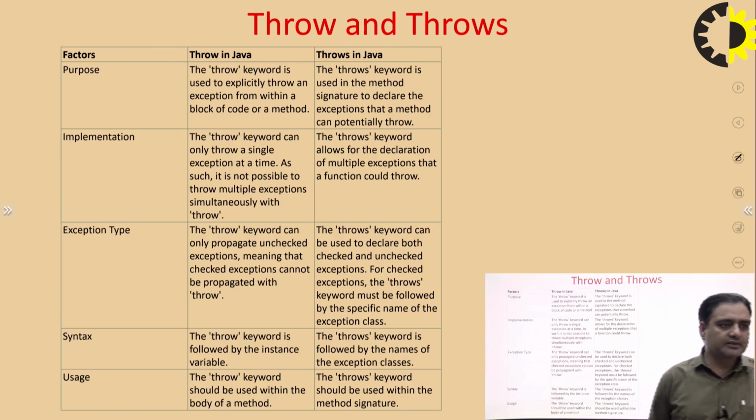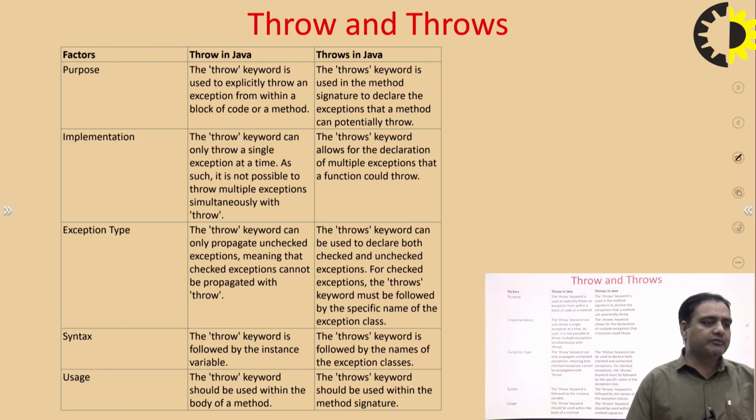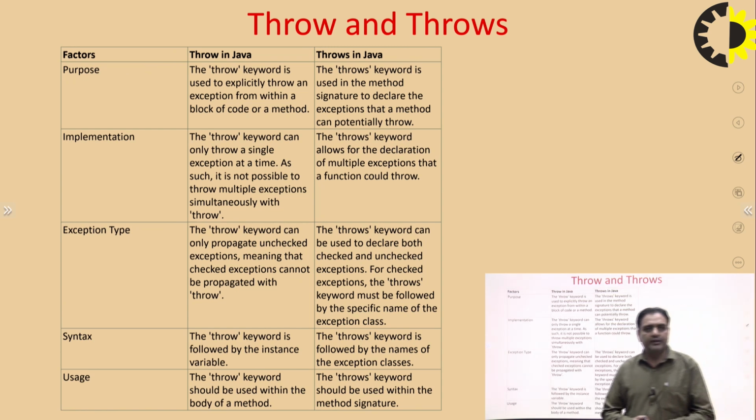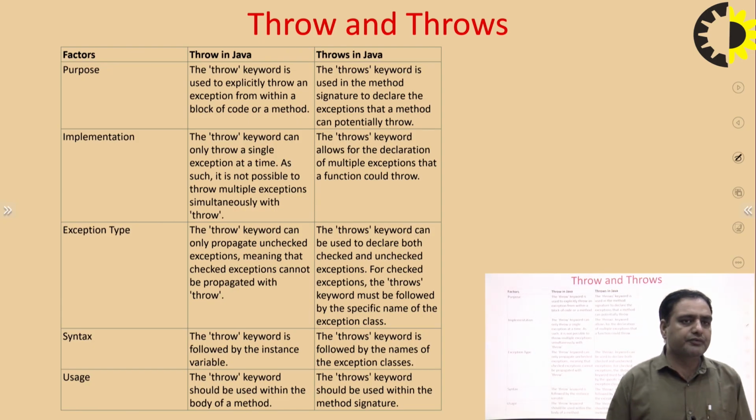Syntax: the throw keyword is followed by an instance variable. The throws keyword is followed by the name of the exception classes. So it is a very important point. These are some important differences between throw and throws.